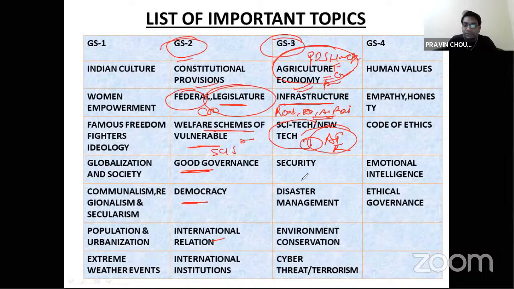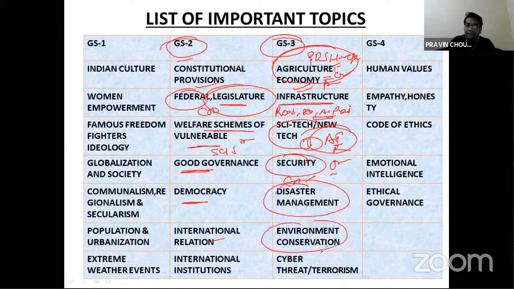Security issues, I told you, like Naxalism, terrorism, organized crime. Recently, the criminalization in politics, a topic that requires a proper understanding of security issues in our country. What is organized crime? What are the Naxalism issues, terrorism issues, black money? Then disaster management, environment conservation, and cyber security and terrorism. This is again an emerging issue. These are the burning issues.